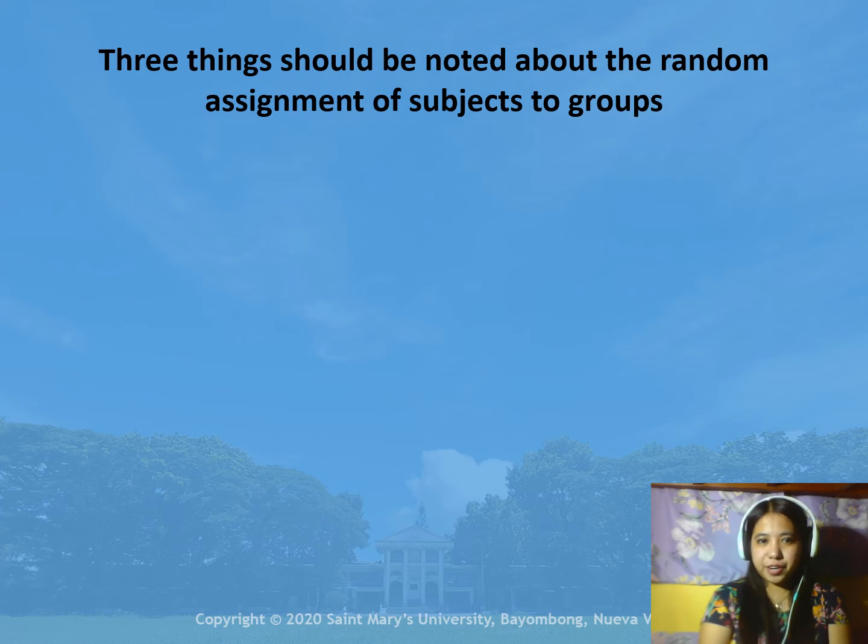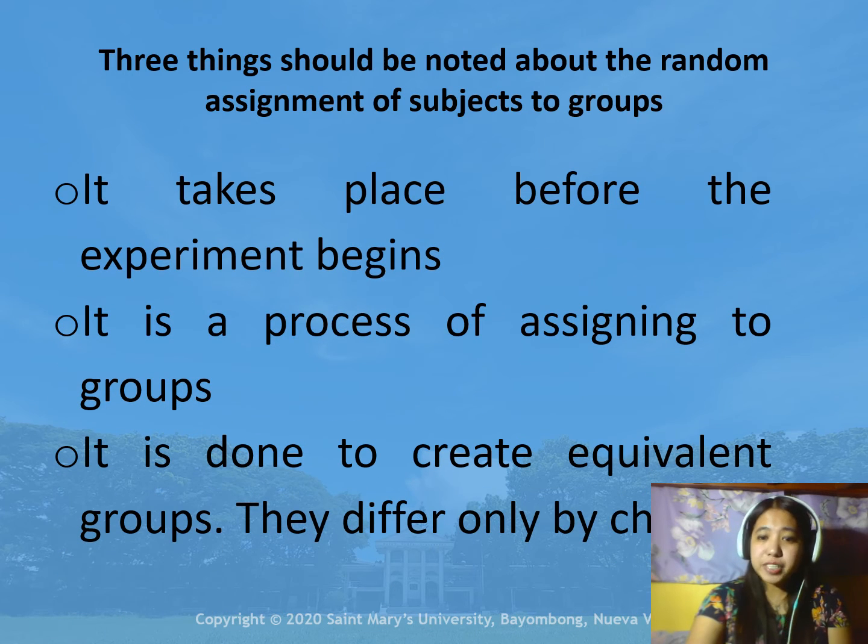Moreover, there are three things that should be noted about random assignment of subjects to groups. The first one, it takes place before the experiment begins. Next, it is a process of assigning subjects to two groups, and it is done to create equivalent groups, and they differ only by chance.